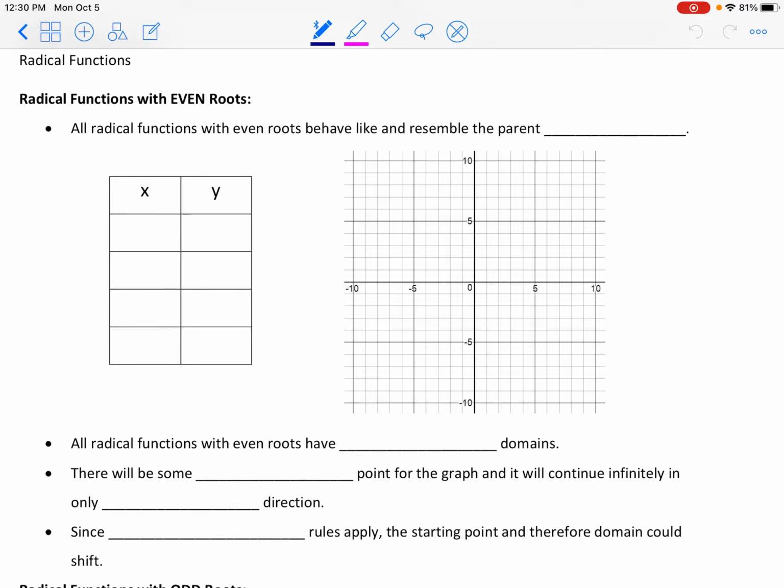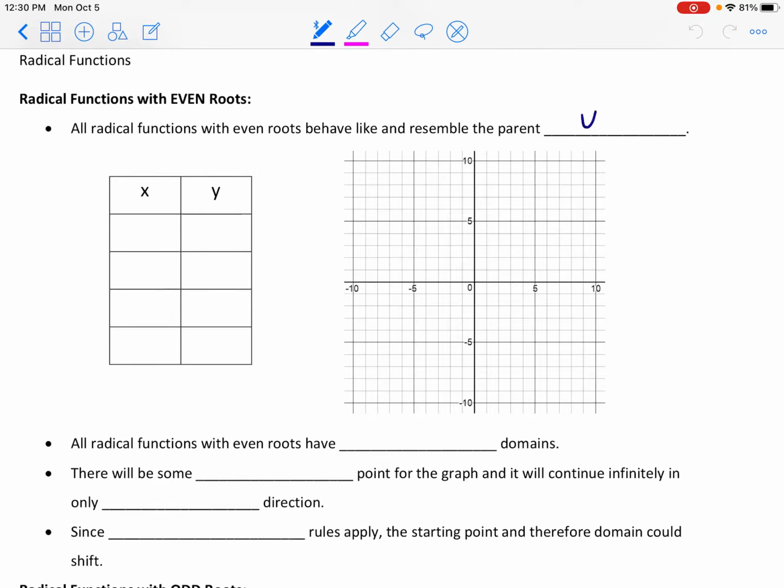And so just to recap, let's take a look at our parent square root and parent cube root functions and talk about some characteristics. So radical functions with even roots, square roots, fourth roots, sixth roots, they're all going to behave the same way because they have similar restrictions.